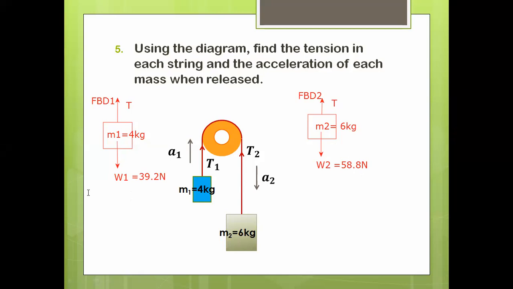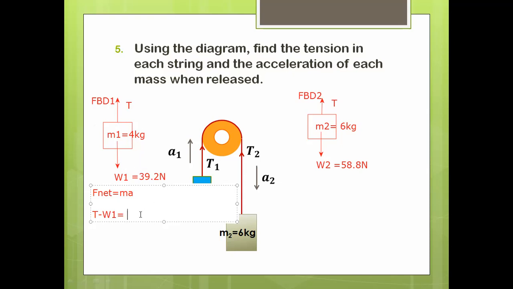Now, we know that from Newton's second law, we have F net equals MA. That's our general equation. But for our free body diagram number 1, that F net is due to T that goes up minus weight 1 that goes down. And we believe that this one is a lesser mass, so the tendency for its acceleration is to move upward. A on the left side is going up.